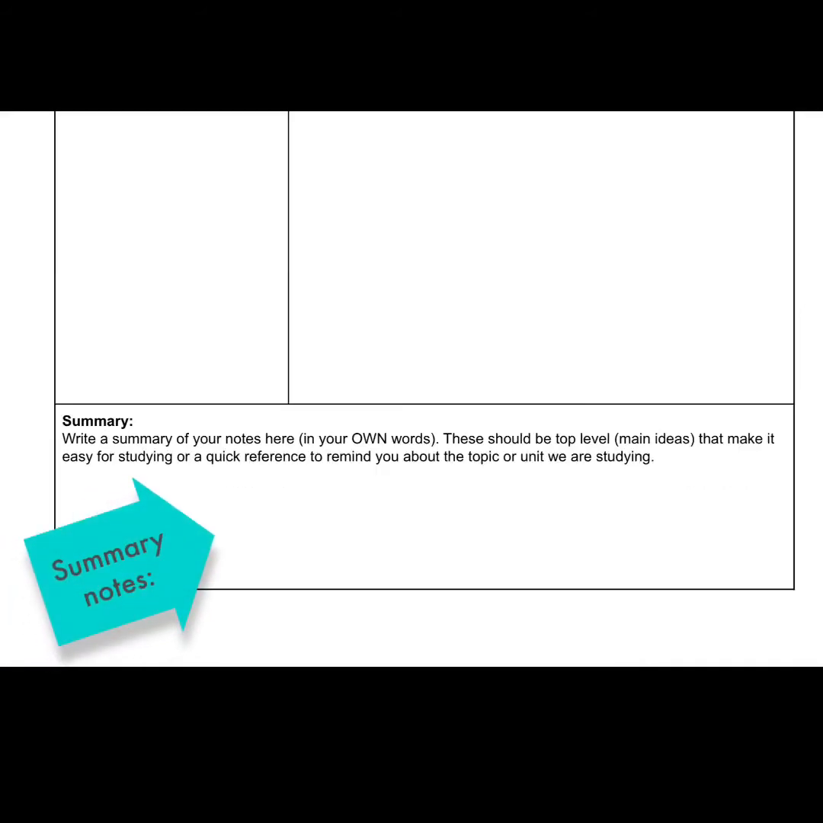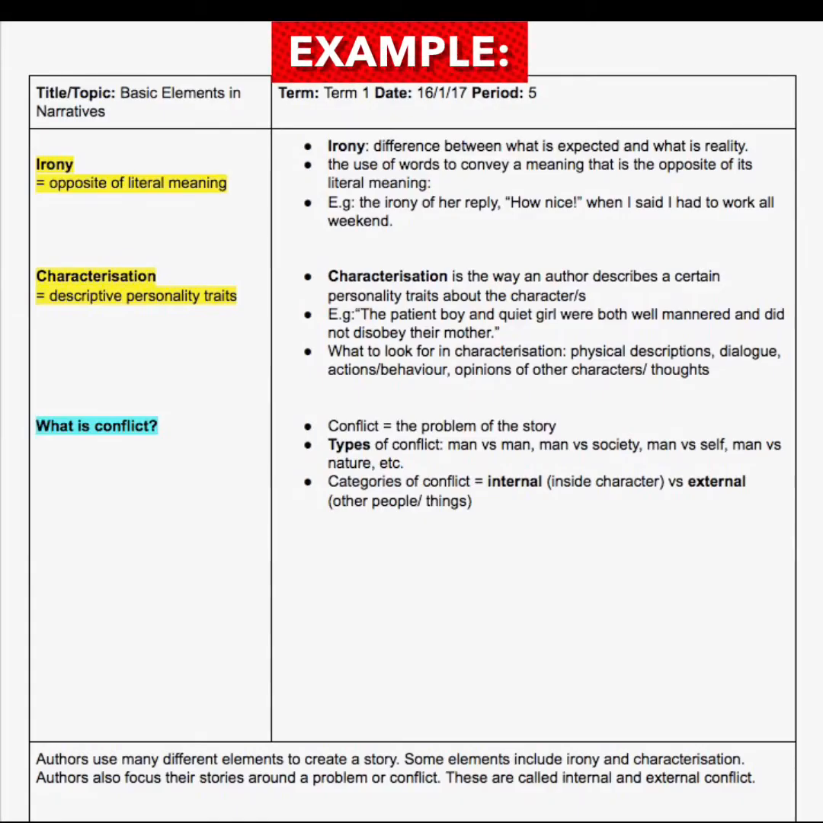And finally, the third thing that you need to do is write a summary. So based on your notes, your cues and your questions, you just write down a summation of what this topic was about. So just to give you an idea, this is roughly what your page should look like or your document should look like when you've finished taking your Cornell notes.